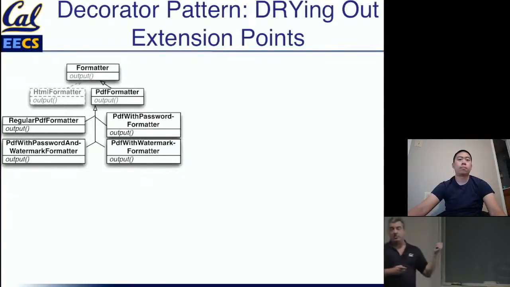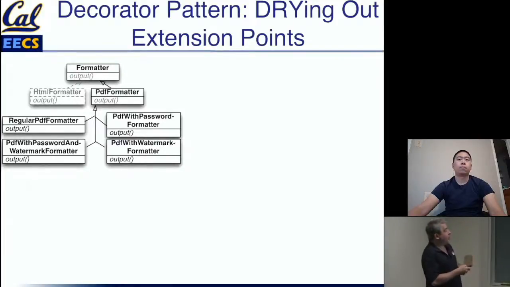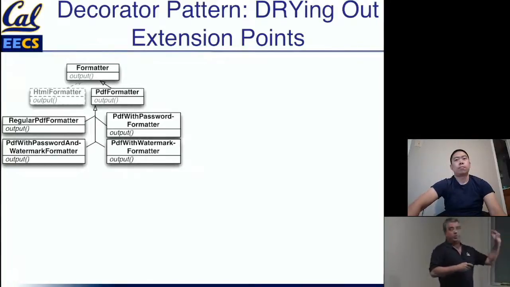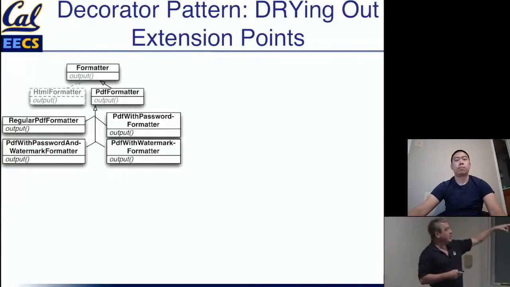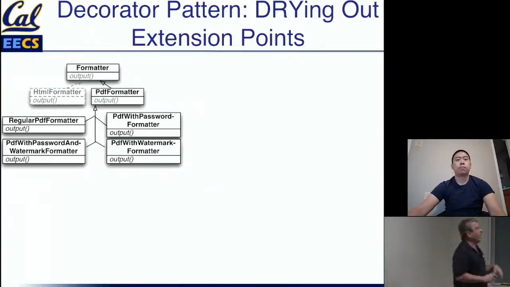Because if you try to solve this with inheritance, you start to run into a problem, right? We already have the plain old PDF formatter, but now we need a PDF with password formatter, a PDF with watermark formatter, and a PDF with password and watermark. And if the order in which they're applied matters, then actually we would even need another one, which is a PDF with watermark and password formatter. So you start getting an explosion of behaviors, right? And it smells bad to try to make a separate subclass for each of those.